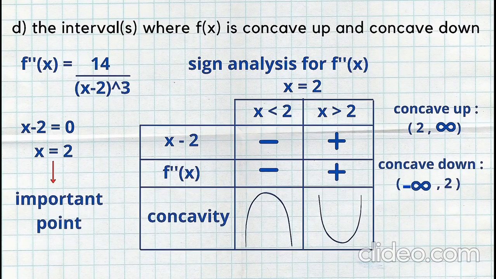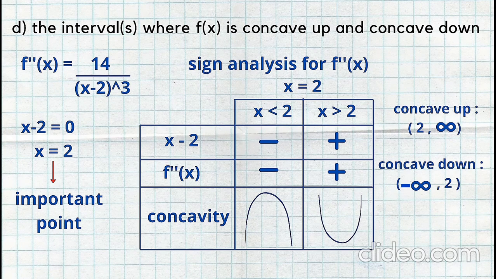Next, we have to find the intervals where f x is concave up and concave down. To find if f x is concave up and concave down, we have to use the f double prime x. From the previous question, we already got our f double prime x, which is 14 over (x minus 2) to the power of 3. Then we have to find the important points. To find the important point, we take x minus 2 to be equal to 0, so x will be equal to 2. So x equals 2 is our important point.